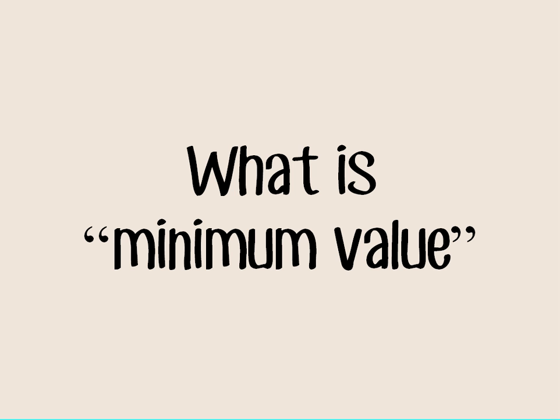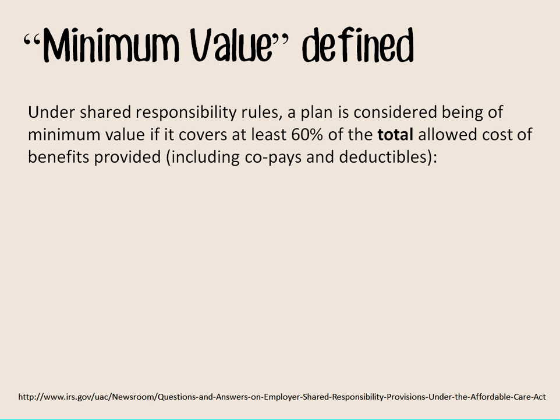Now, the second piece of this is a plan of minimum value. So what exactly does it take to have a plan of minimum value? Minimum value, simply put, means that the plan covers at least 60% of the total allowed cost of benefits. So this includes co-pays and deductibles, so it's not simply just a percentage of the overall bill that the insurer picks up. This includes all co-pays and deductibles as well.